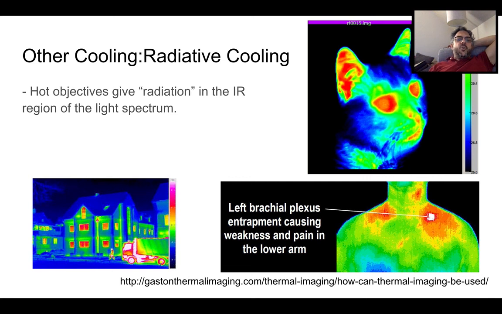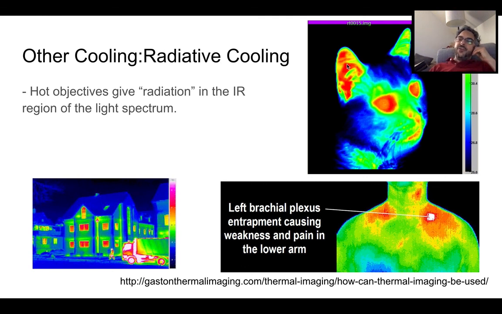The third mechanism for cooling is radiative cooling. I mentioned this. Anything that is hot gives off heat in the form of infrared radiation, and so we can see that in these infrared photos. In this house, for example, you're seeing where most of the heat is flowing out through the windows, because you've got some infrared cooling happening through there.